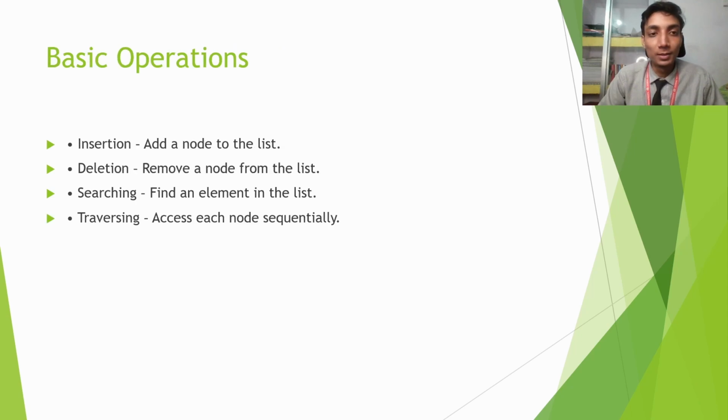Basic operations. Linked lists support four primary operations: insertion, adding a new node to the list; deletion, removing a node from the list; searching, finding a specific element within the list; traversing, accessing each node sequentially. The key advantage here is that these operations can be done efficiently without reorganizing the entire structure, unlike arrays.